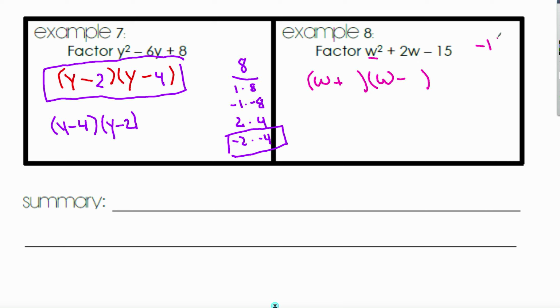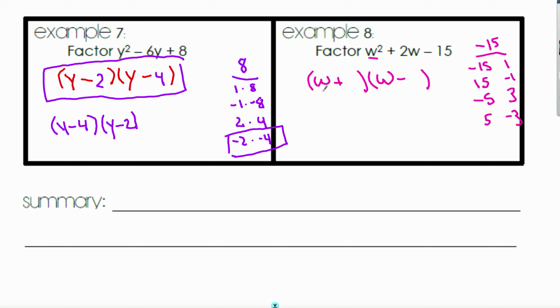So then over here off to the side, I'm going to think about everything I can multiply to get negative 15. So I could do negative 15 times 1. I could do 15 times negative 1. I could do negative 5 times 3. Or I could do 5 times negative 3. So all of those would give me that product of negative 15.